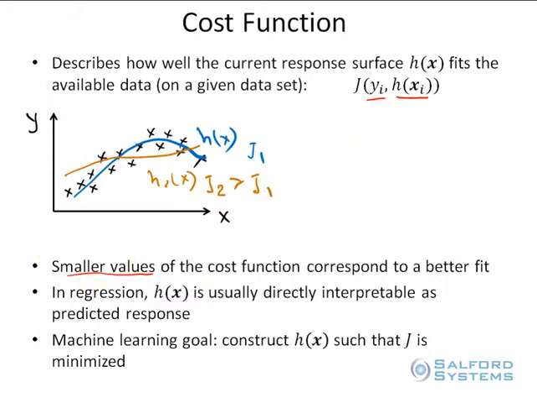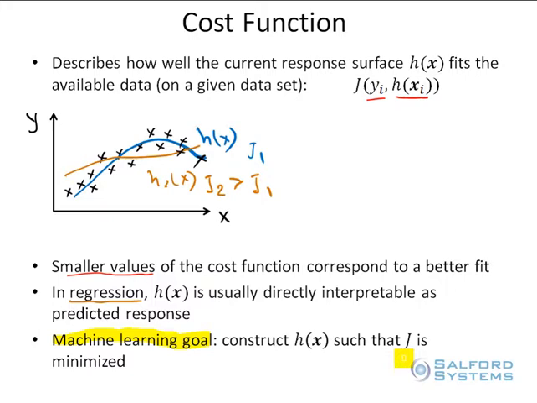But in the case of regression, the situation is actually quite simple, because in this case, h of x is usually directly interpretable as the predicted response y. And therefore, we can essentially compress the overall goal of machine learning as the task that boils down to constructing a response surface h of x such that J, or the currently selected cost function, is minimized. So that is, in a nutshell, the overall essence of the machine learning algorithm.